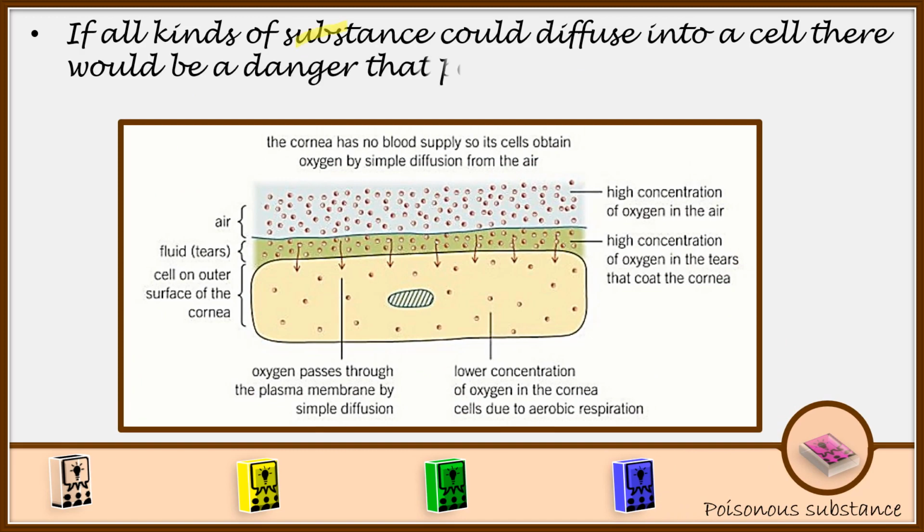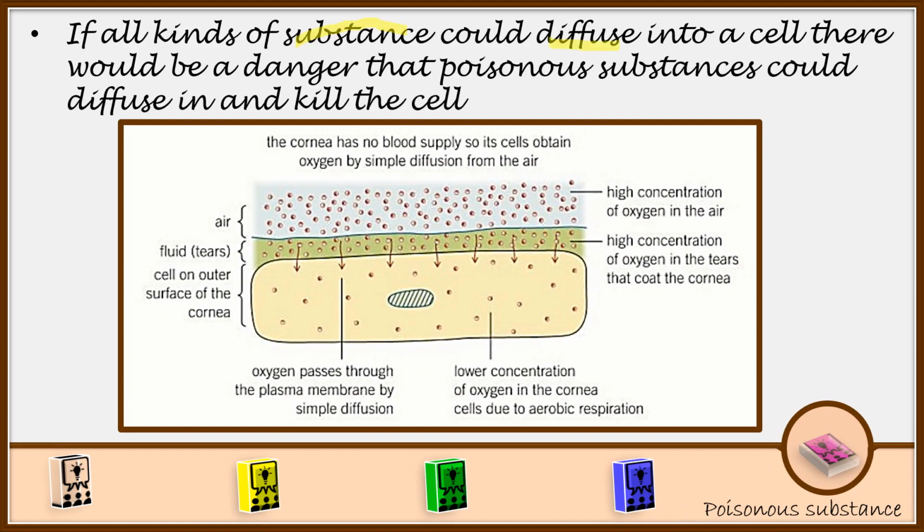All kinds of substances could diffuse into a cell. There would be a danger that poisonous substances could diffuse in and kill the cell. So, if all substances coming from outside would diffuse into the cell, there would be danger that harmful substances outside the cell would diffuse into the cell and end up killing the cell.